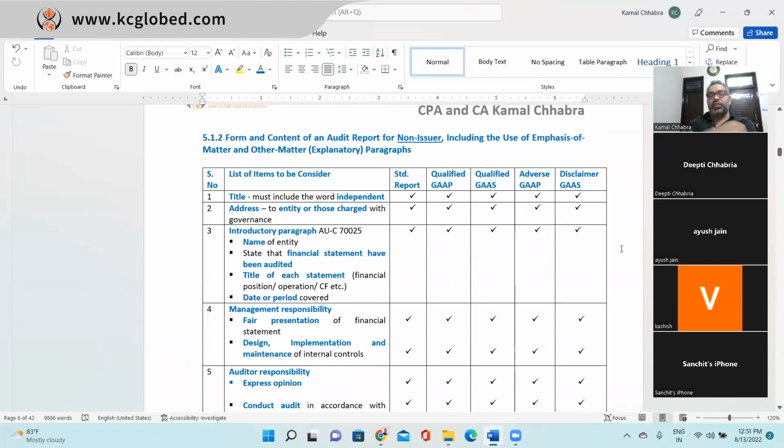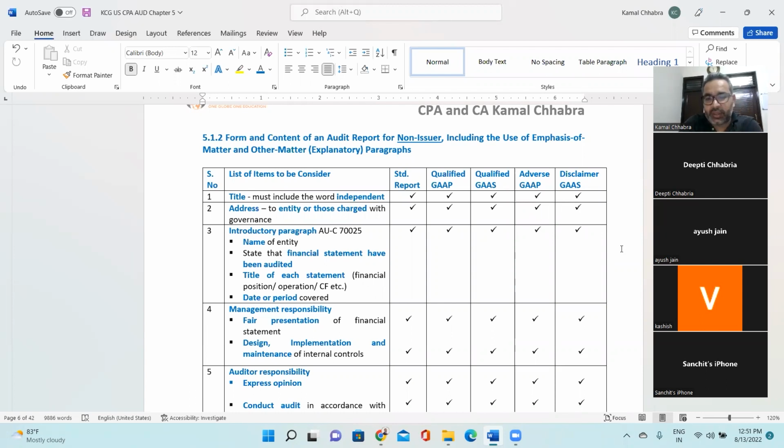Now jumping into this table. This table, you won't find anywhere else, to be very honest. It's been specifically created for you in these notes, and I'm sure this table will help you in last-time revision for your exam purposes, and it will give you a quick bird's-eye view of all kinds of audit reports, right? Here, if you see, this table contains all the forms and content of the audit report for the non-issuer. This table is for non-issuer and the next table is for the issuer. So we have 2 tables to be covered. One is for the non-issuer and the second is for the issuer.